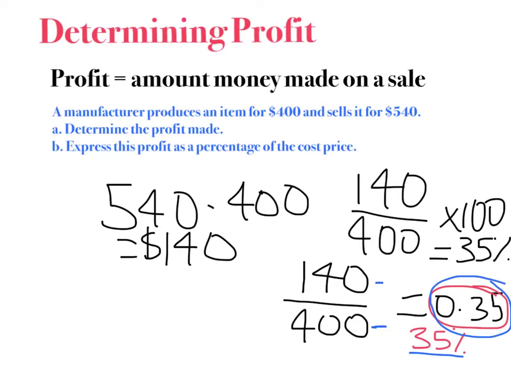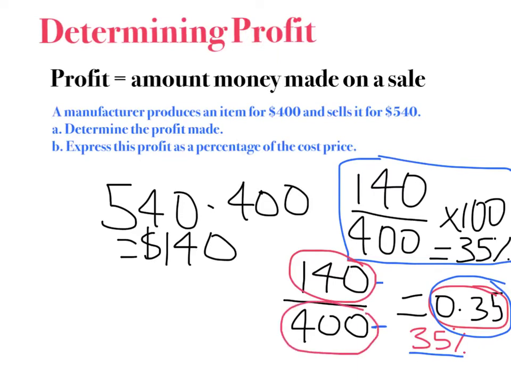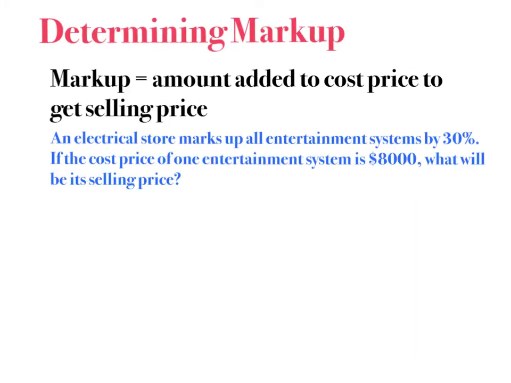Okay? If not, you can write it like this guy up here: 140 on 400 multiplied by 100. Again, what I am doing there is I'm saying, this is my profit in dollars. What percent is this of 400? Okay? Instead, if I'm looking at markup, if I say, how much was this product marked up?